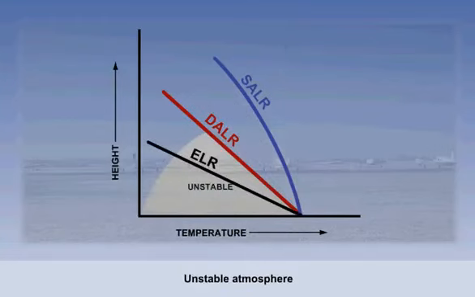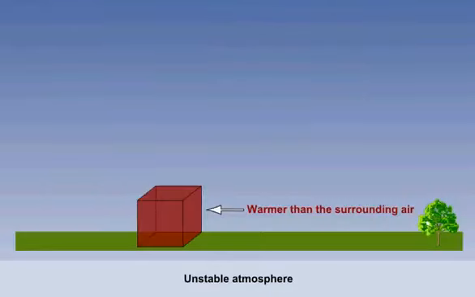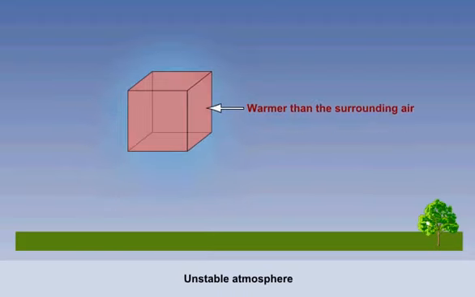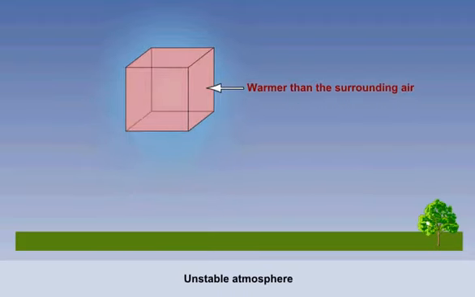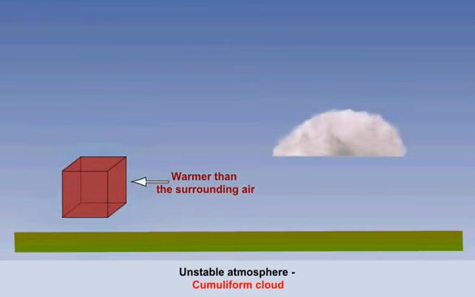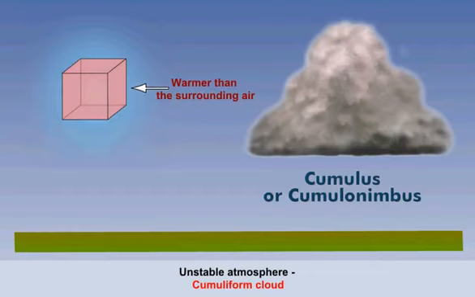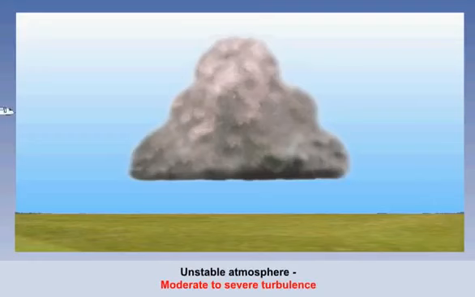First, let's look at an unstable atmosphere situation. In this scenario, our parcel of air is warmer than its surroundings and can be described as buoyant. It will therefore naturally want to rise to a higher level, expanding and cooling as it does so. This situation is associated with convective type cloud, cumulus or cumulonimbus. This type of atmosphere is quite bumpy or turbulent, especially in the clouds themselves.